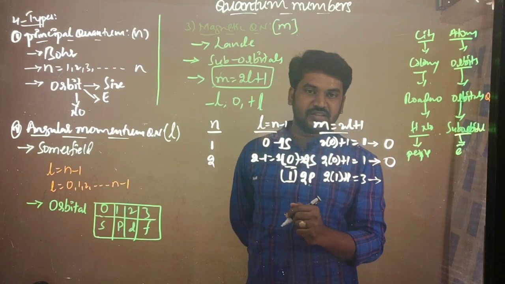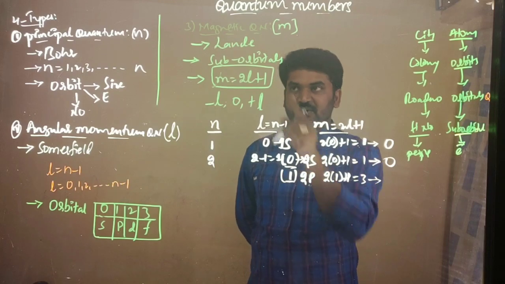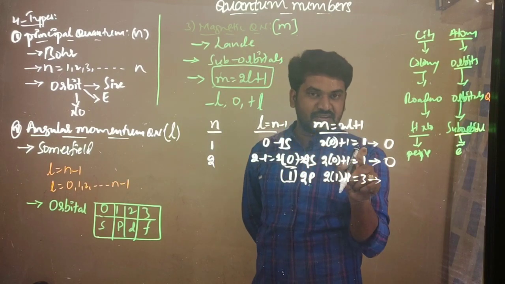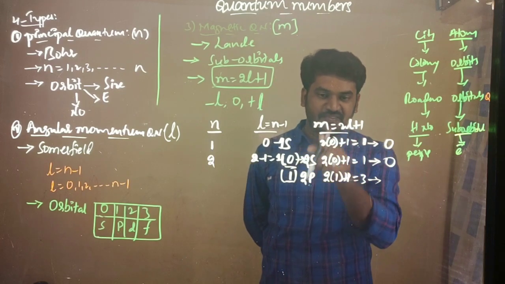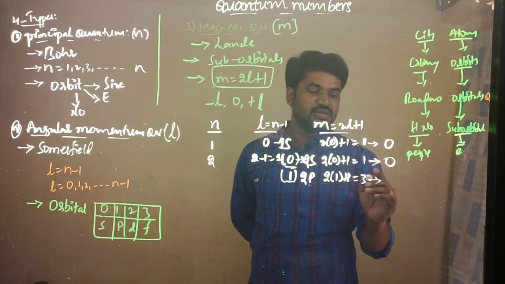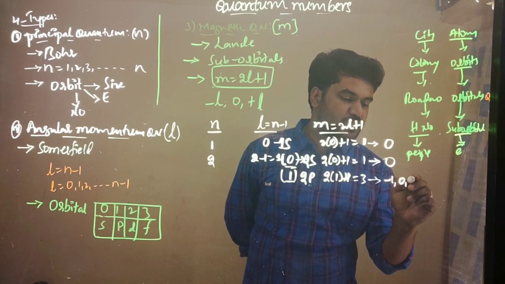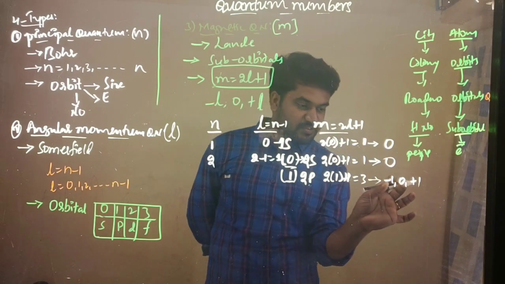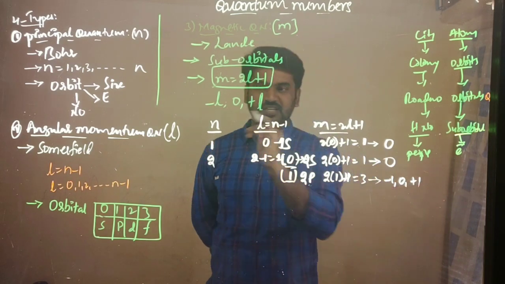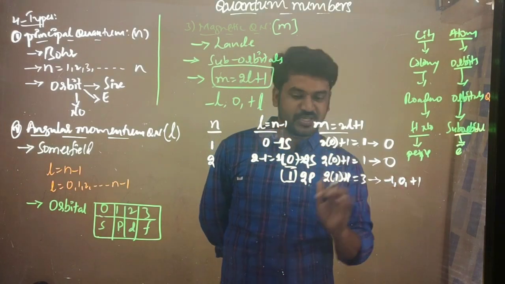Remember carefully, in p orbital three suborbitals, in s orbital one suborbital we are getting. Why? Because m values are the suborbital values, right? So here three suborbitals, that I am writing like minus 1, 0, plus 1. As I represent, minus L, 0, plus L, right? So minus 1, 0, plus 1, right?